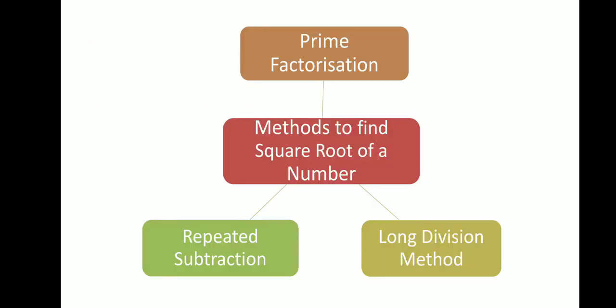Now, what are the different methods to find the square root of a number? There are basically 3 methods. First one is the prime factorization method, and the other 2 methods are repeated subtraction and the long division method. All these methods we will study in detail with examples.